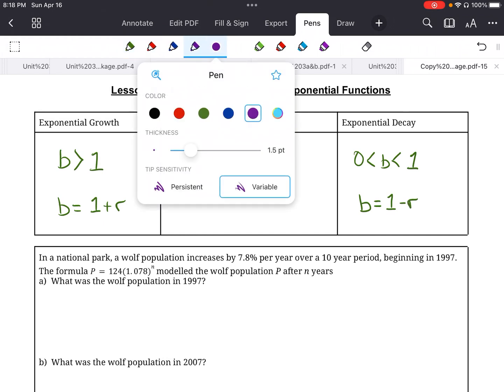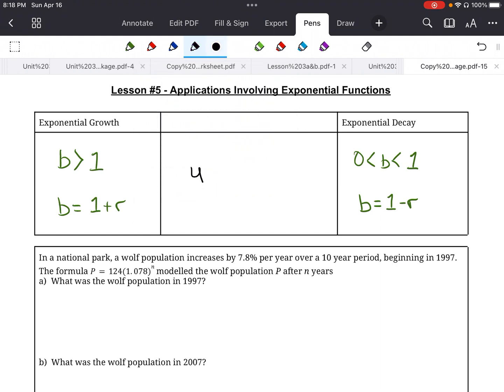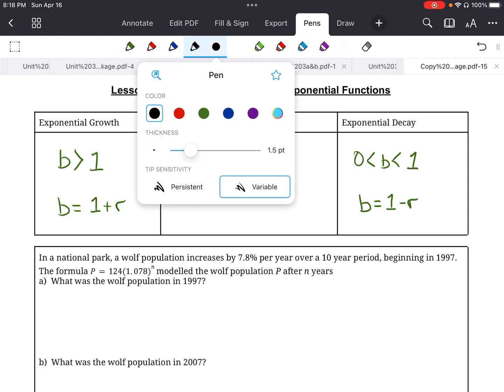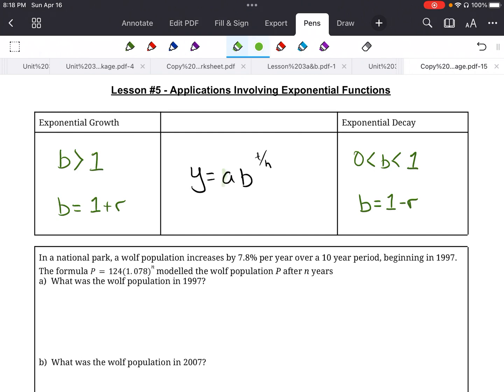Other information that we need to know, if we have an equation that looks like this, we need to know the different parts. So the A represents the initial value. The B is the growth or decay rate.